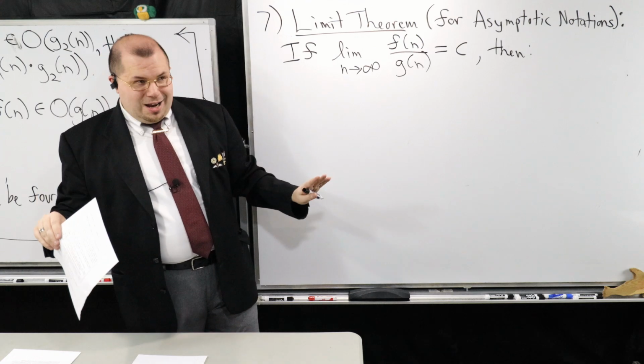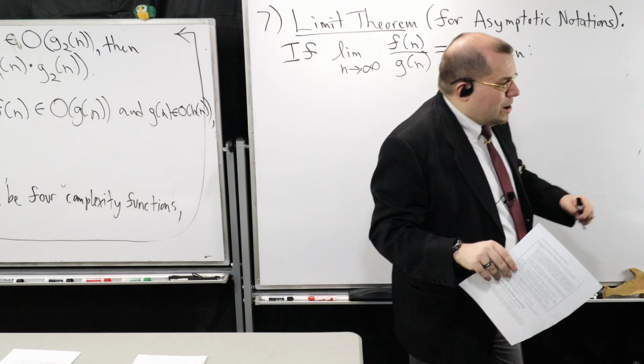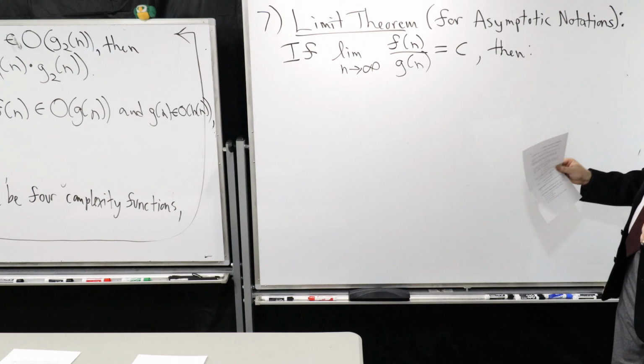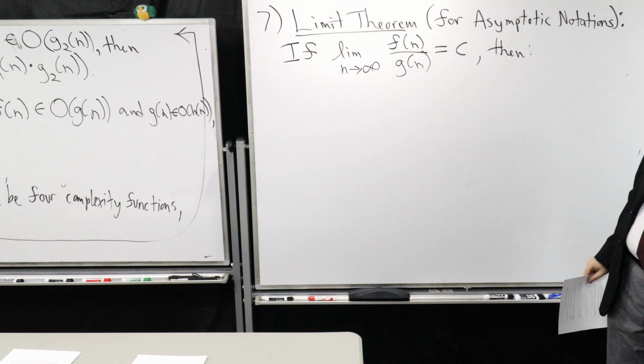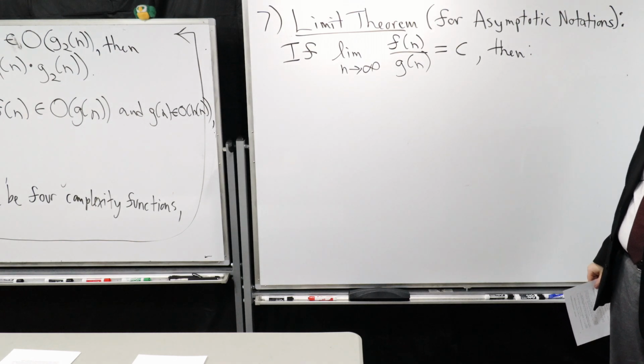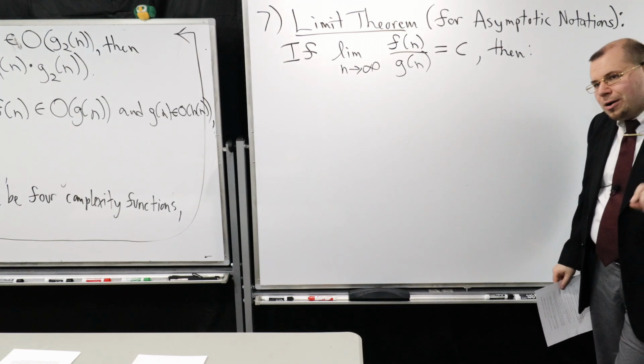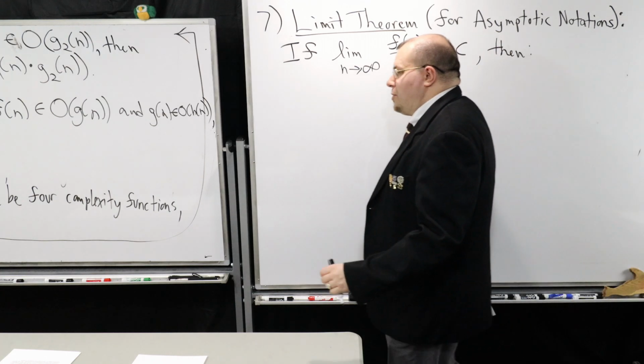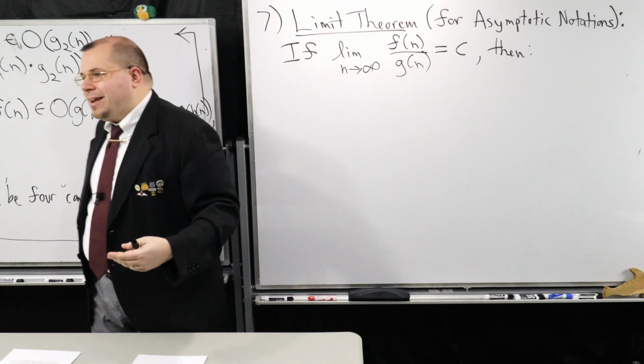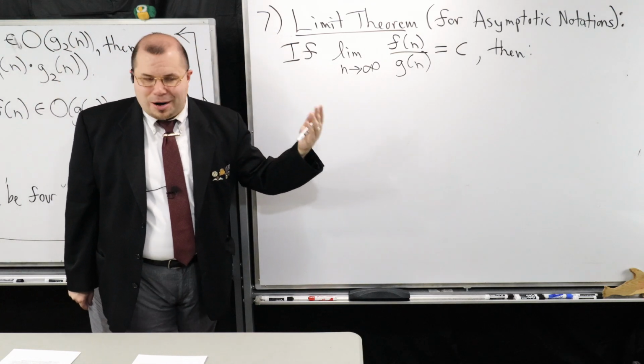But I'm not going to be talking about that here because I want to make sure you understand the definitions fundamentally. I just see this more as a very helpful tool that if you find yourself wanting to quickly calculate offhand, because you know how limits work, how to determine big O, big omega, big thetas, just off to the side if you remember how to compute limits.